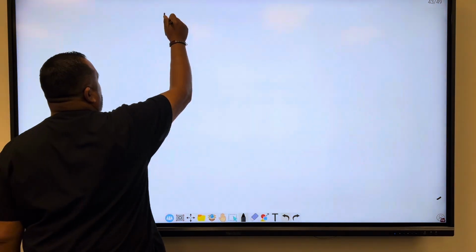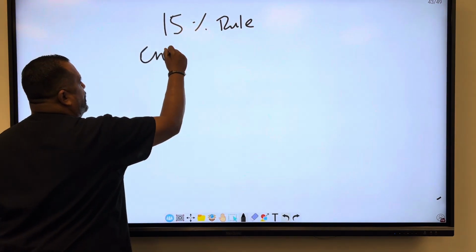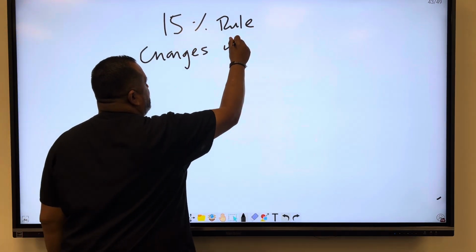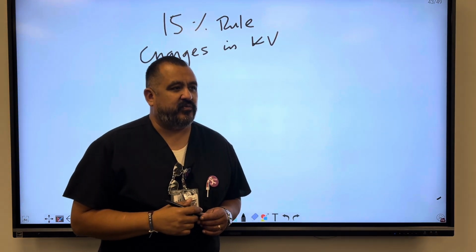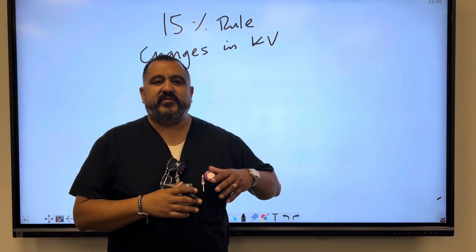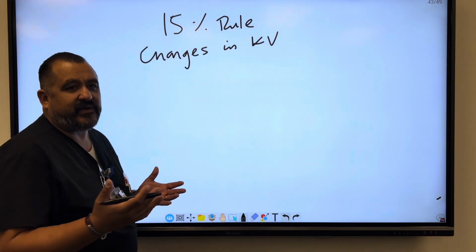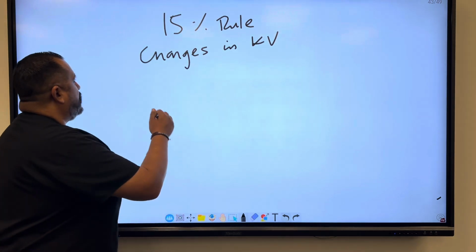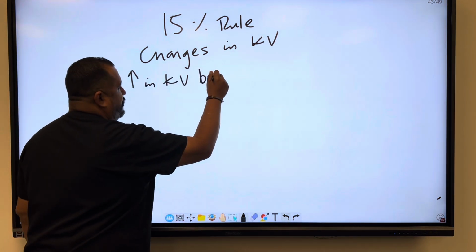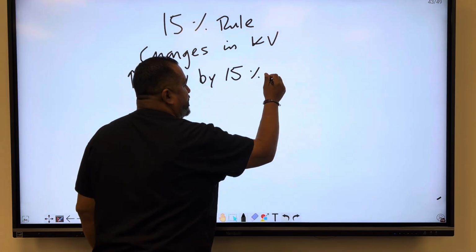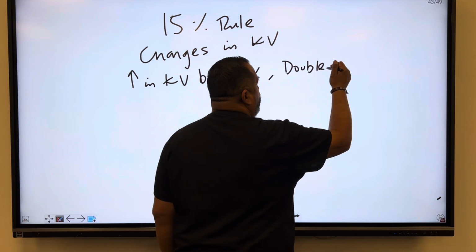So the 15% rule has to do with changes in kV. So sometimes I'll ask you which prime exposure factor would be applicable to the 15% rule. It's going to be kV. So changes in kV, and obviously it's by 15%, correct? So when you go up in kV by 15%, what's going to happen is you're going to double your exposure. You're doubling the recorded IR exposure.